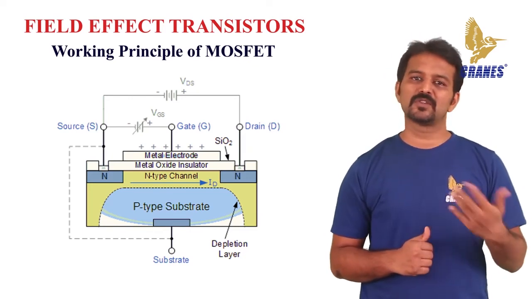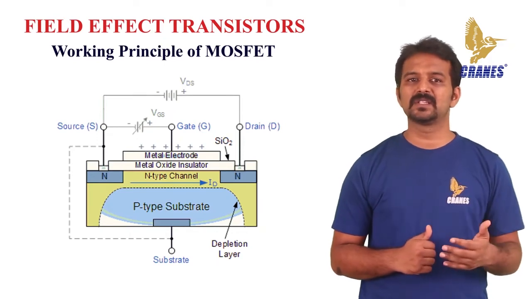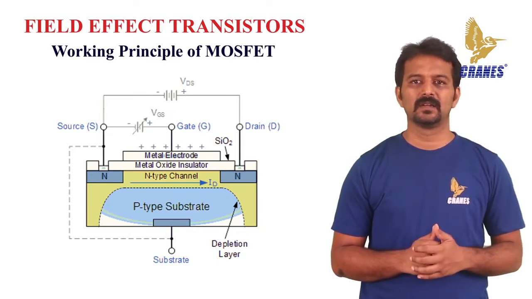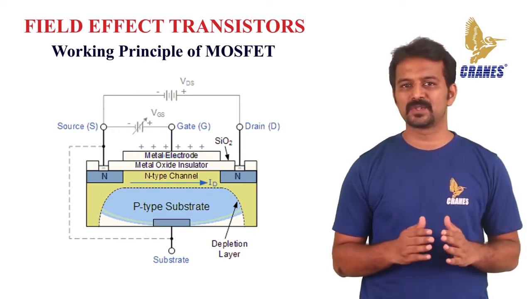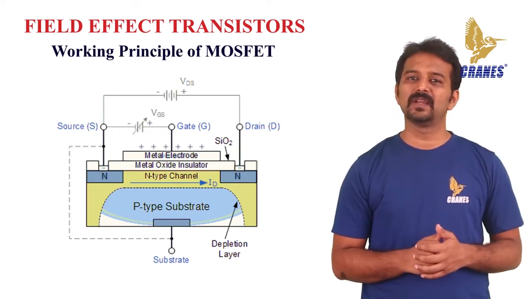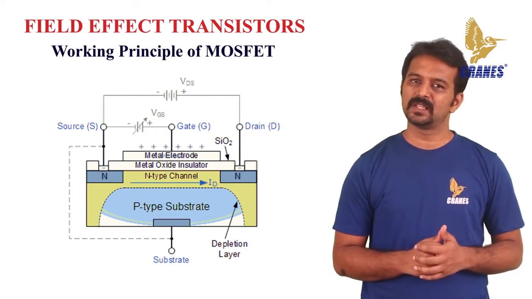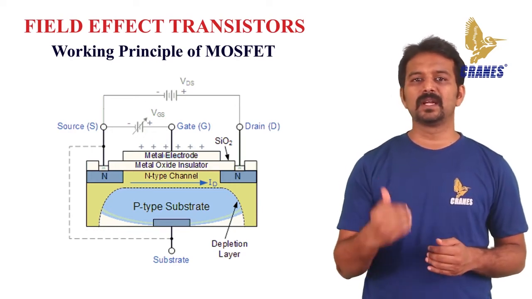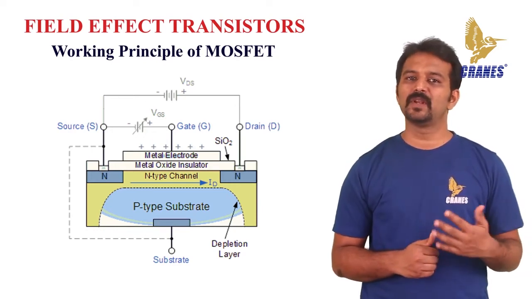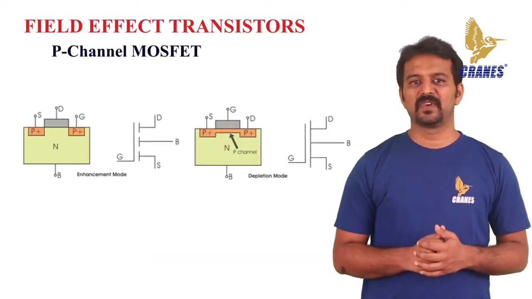The positive voltage also attracts electrons from the N plus source and the drain regions into the channel. Now, if a voltage is applied between the drain and the source, the current flows freely between the source and the drain, and the gate voltage controls the electrons in the channel. Instead of the positive voltage, if we apply a negative voltage, a hole channel will be formed under the oxide layer. Let's look at the P-channel MOSFET.